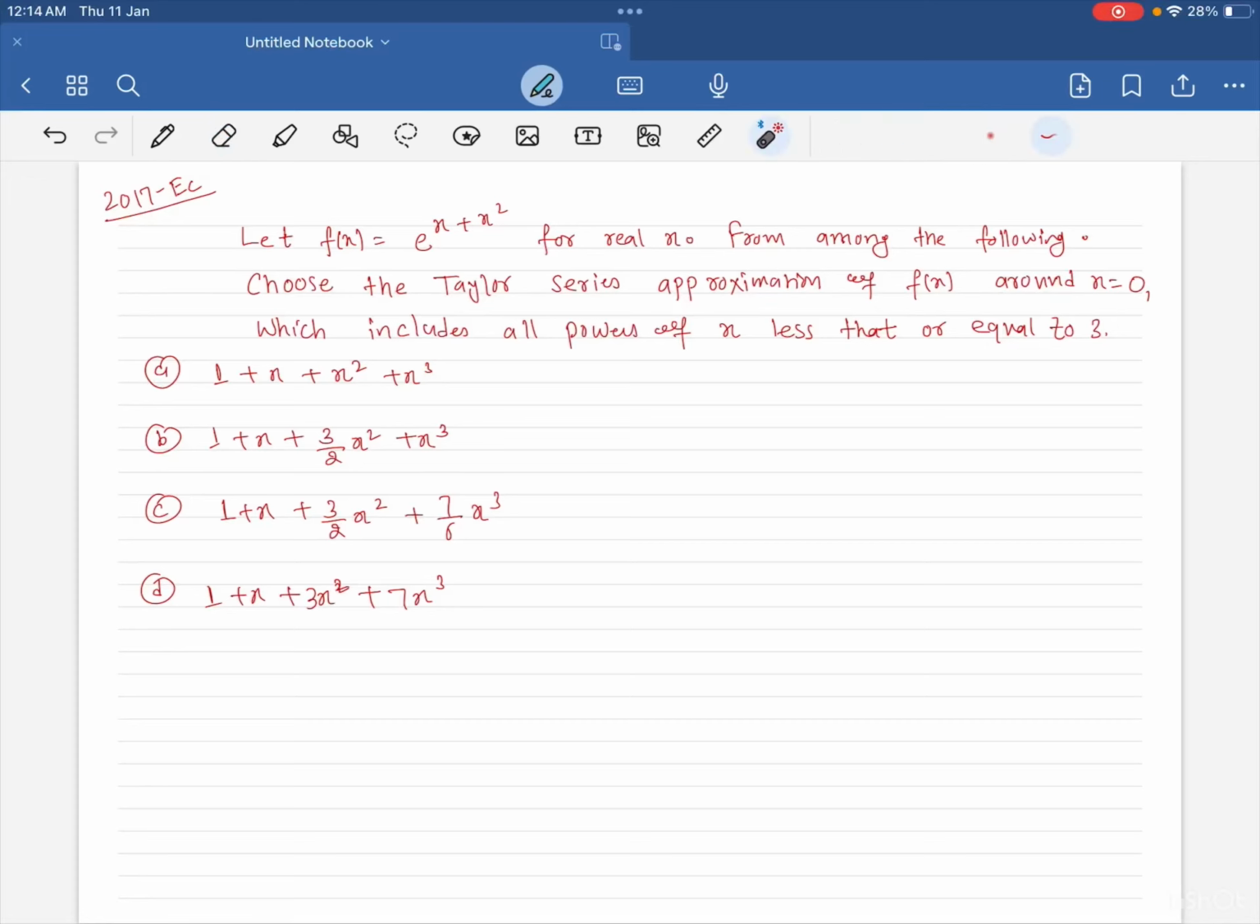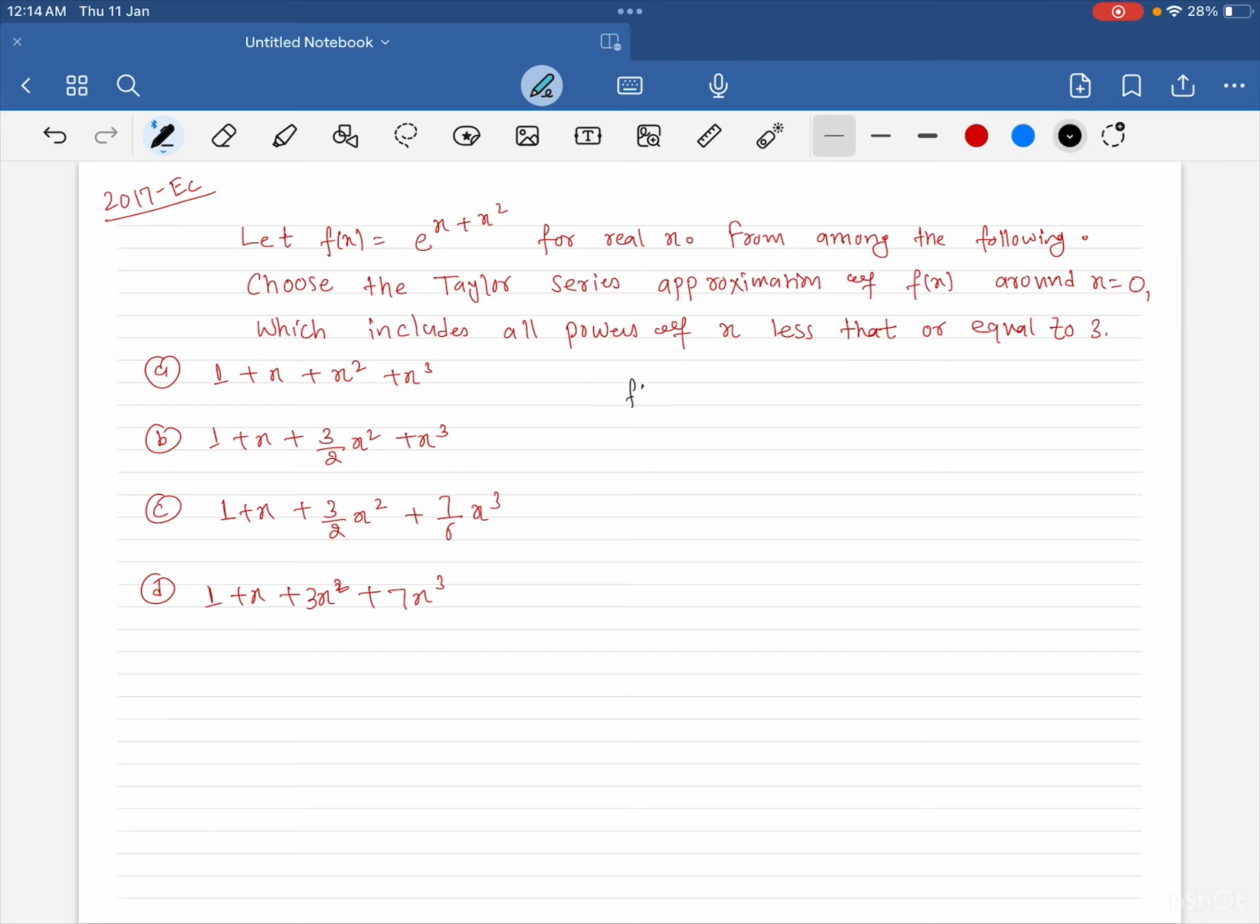So this question is from 2017 EC. We have to find the Taylor series of this function, right? So we have been given these options, and we have to find it up to power cube, right? So how can we do that?